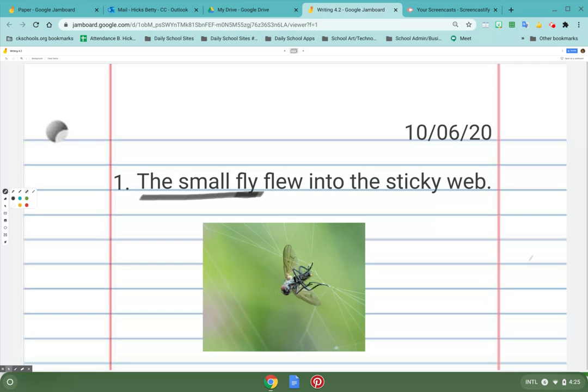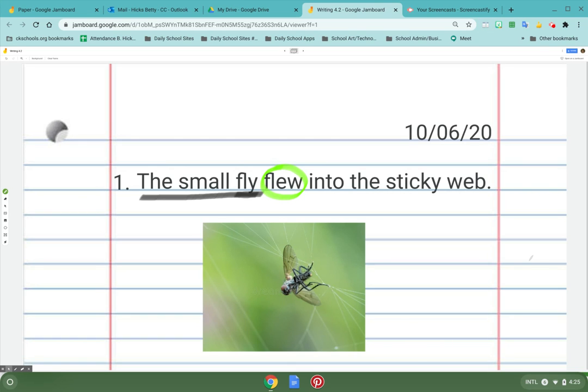Then what I do is I have to ask myself, what's my verb? What is the small fly doing? Well, it is flying, but it is a past tense of fly, and it's flew. So my verb starts right there. That's my verb. The small fly being my subject, flew being my verb.